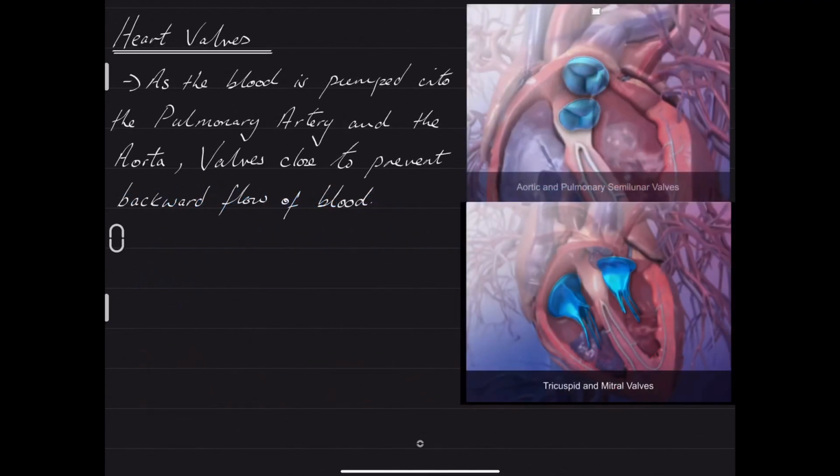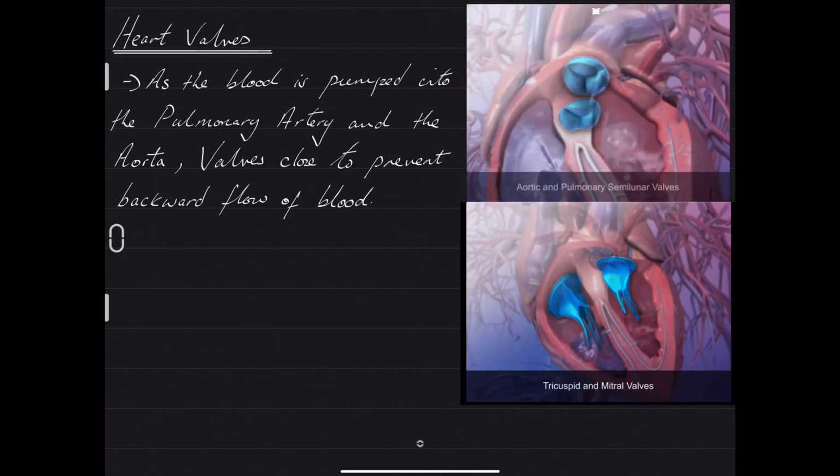Here we are looking at the heart valves. Now, as the blood is pumped into the pulmonary artery and the aorta, valves close to prevent backward flow of blood. So you can see the pulmonary artery and the aorta on the top diagram, and they are known as the aortic and pulmonary semilunar valves. Then we have the tricuspid and mitral valves, which are dealing with the blood that is flowing into the ventricles. Now, these four valves are responsible for preventing backward flow of blood.